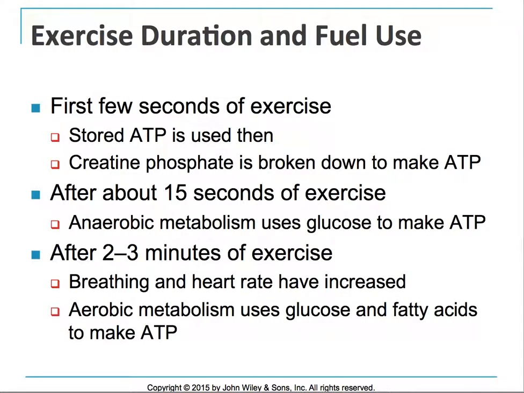This is just reiterating what we just talked about on the last slide. During the first few seconds of exercise, stored ATP is used, then creatine phosphate is broken down to make ATP. After about 15 seconds of exercise, anaerobic metabolism uses glucose to make ATP. After 2 to 3 minutes of exercise, your breathing and your heart rate have increased, allowing that extra oxygen to get to your muscles so that aerobic metabolism can use glucose and fatty acids to make ATP.